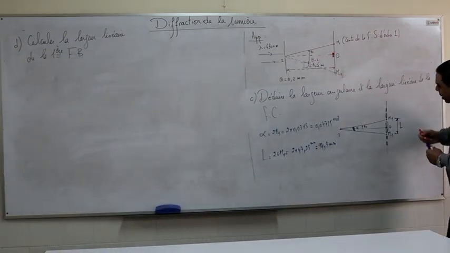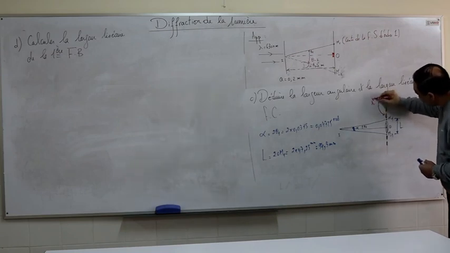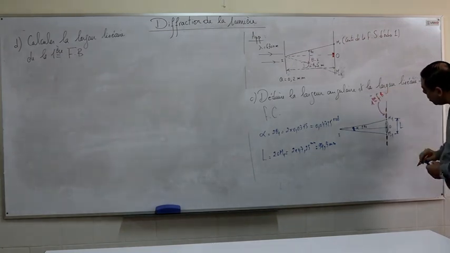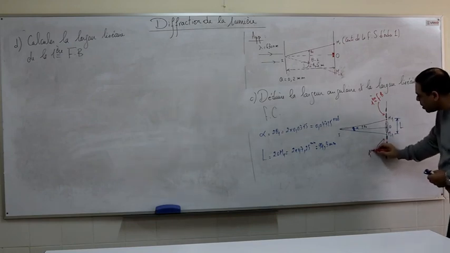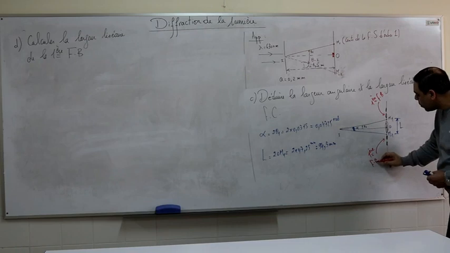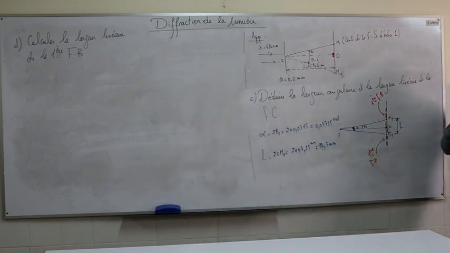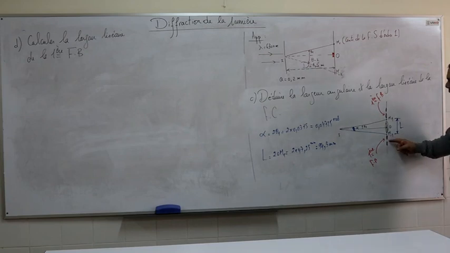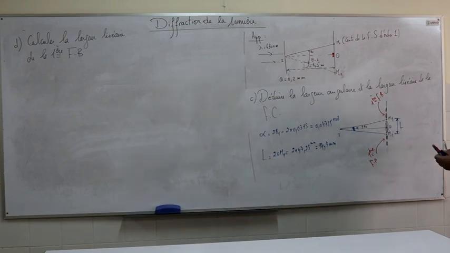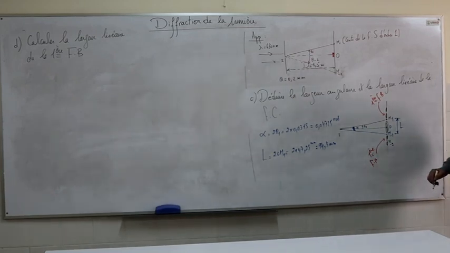Part D. Calculate the linear width of the first bright fringe. So here is the first bright fringe. And here's the first bright fringe from the other side. So how to determine the linear width of the first bright fringe? Note that the first bright fringe is bounded between the two dark fringes of orders -1 and -2. So to determine the linear width of the first bright fringe, you have to find the distance M-1, M-2.